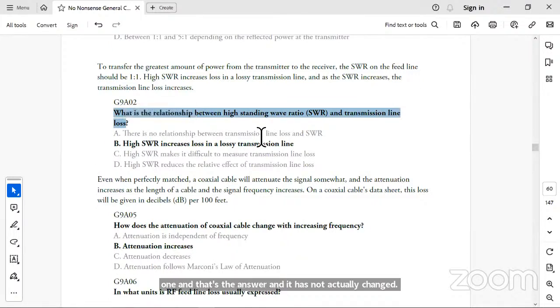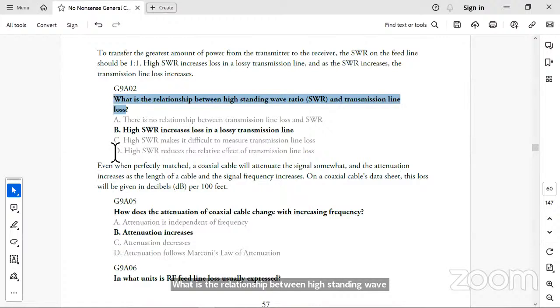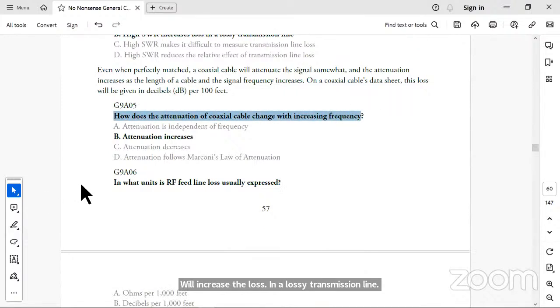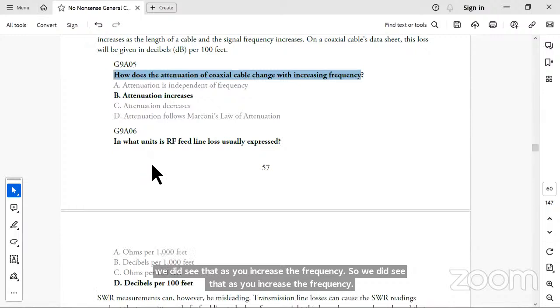What is the relationship between high standing wave ratio, or SWR, and transmission line loss? So we dealt with this theory, and we said that a high SWR will increase the loss in a lossy transmission line, right? Next question. How does the attenuation of coaxial cable change with increasing frequency? So we did see that as you increase the frequency, the attenuation or the signal loss also increases.